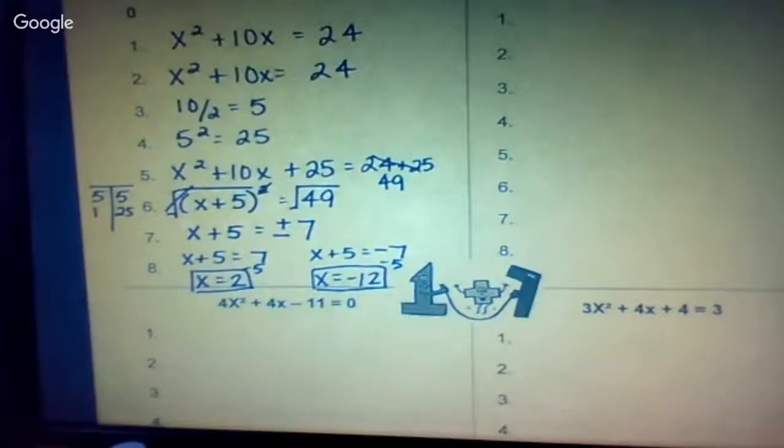Let's take a look at number 2 on the right. Okay, same steps.